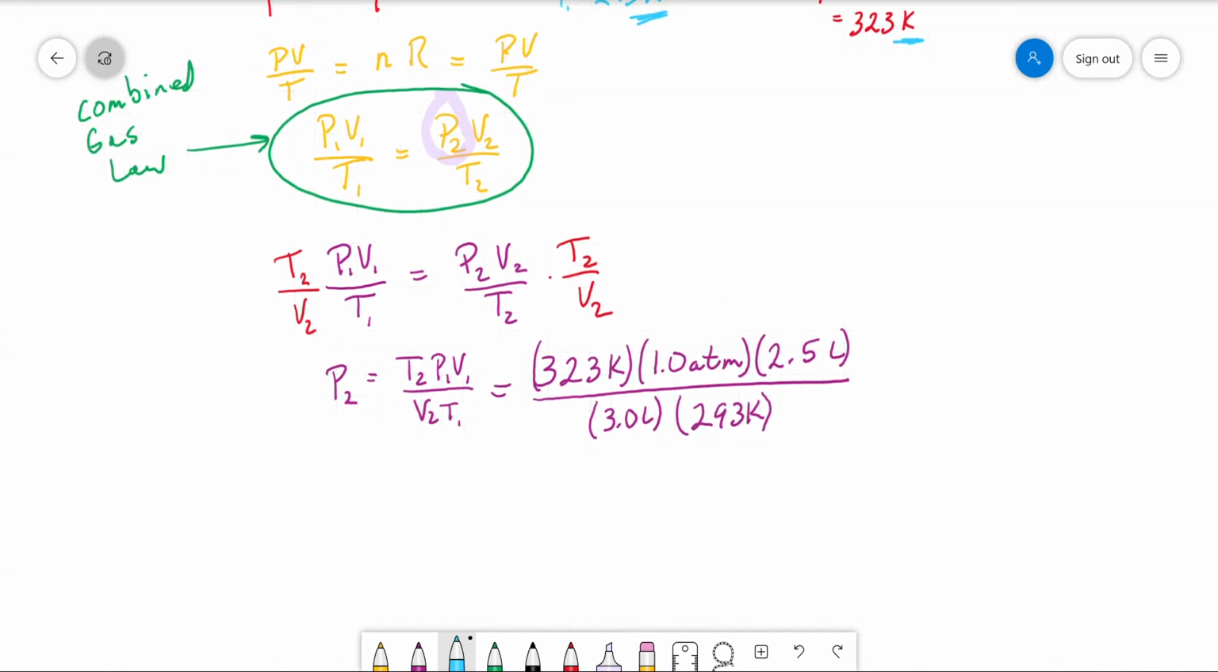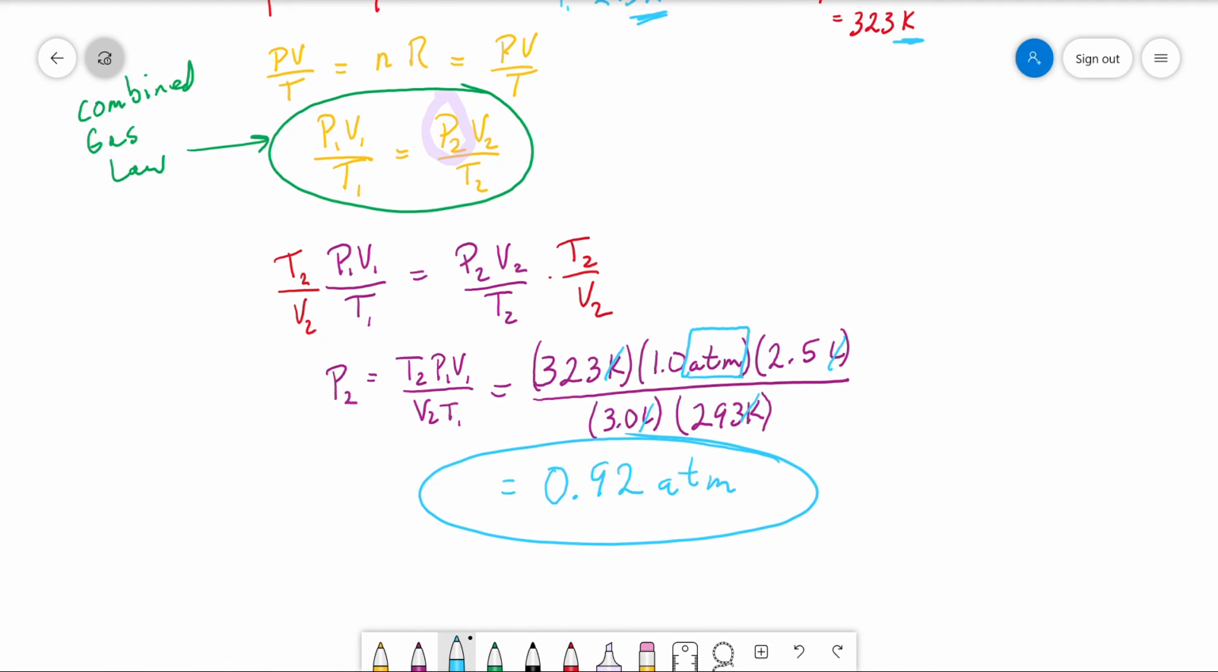All right, just to double check, liters cancel, Kelvin cancels, we're left with atmospheres here. That's what we're looking for. We're looking for a pressure. So we get 0.92 atm. All right. Be sure you can work that on your own.